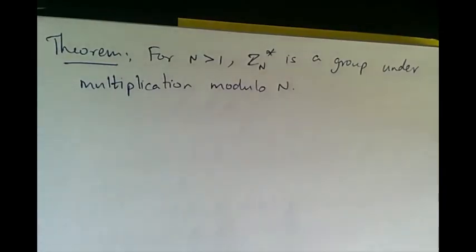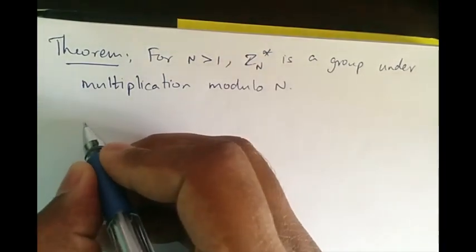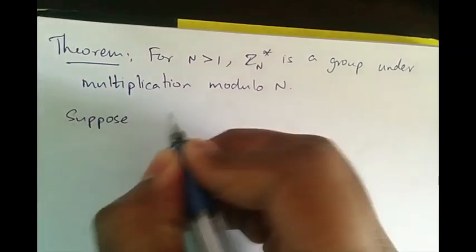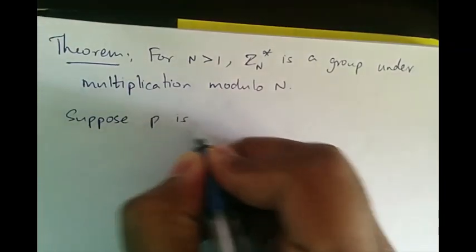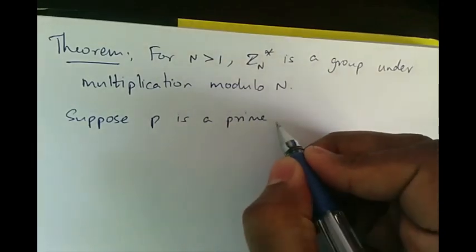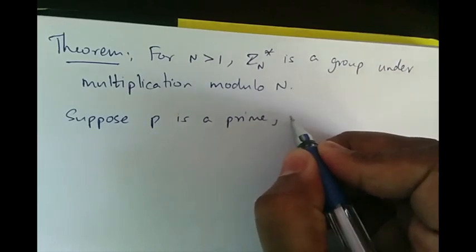So what we have proved so far is that we have defined this set Zn star, and we've shown that it is a group under multiplication modulo n. So let's consider a special case. Suppose n is a prime. Suppose p is a prime. So how does Zp star look like?